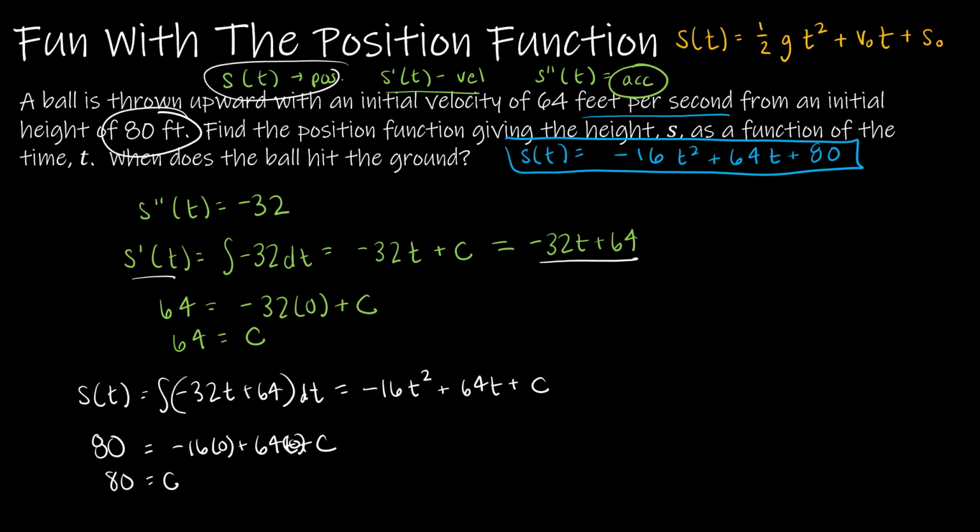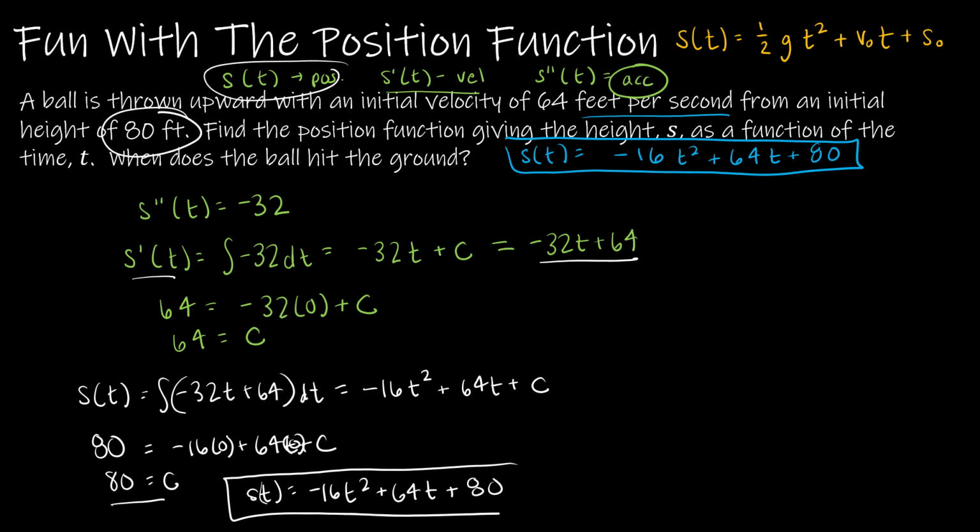So what's my position function? S of t is equal to negative 16t squared plus 64t plus c, which is 80. So notice I did get the exact same solution just by working in reverse from the negative 32. And then obviously the other part has everything to do with algebra, so hopefully we know how to finish that.